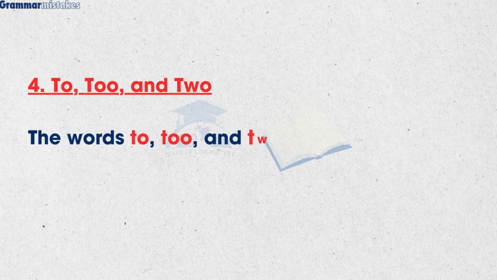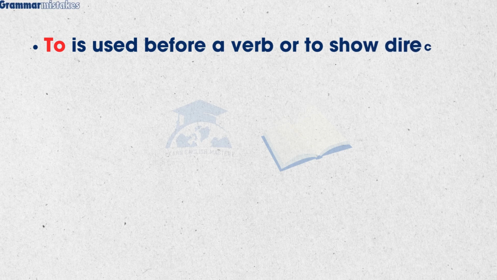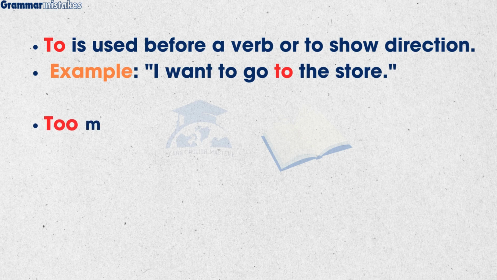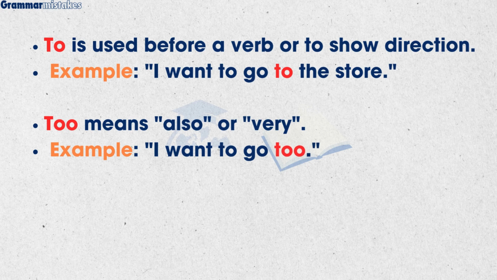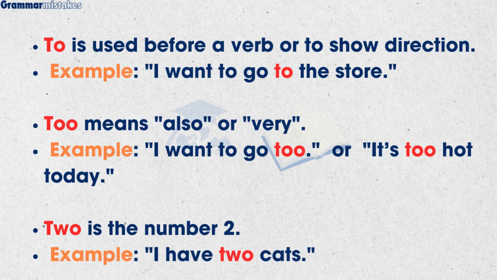4. To, too, and two. The words to, too, and two are also easily mixed up. To is used before a verb or to show direction. Example, I want to go to the store. Too means also or very. Example, I want to go too, or it's too hot today. Two is the number 2. Example, I have 2 cats.